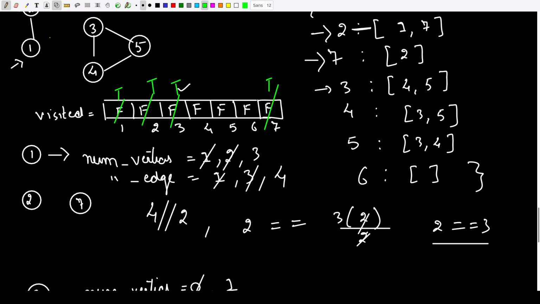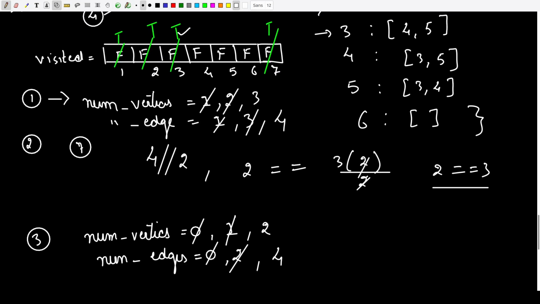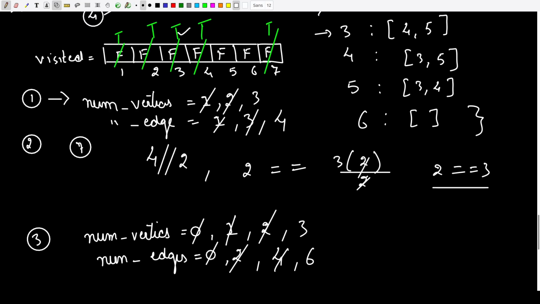From 3, we can move to 4. Let's say the next vertex is 4, so the number of vertices will be increased by 1, so this becomes 2. The number of edges from 4 again is 2, so this becomes 4, and 4 we have covered. Now the next vertex is 5, so let us visit 5 and update our number of vertices and edges. This becomes 3, and this becomes 6, and let us mark 5 as true.